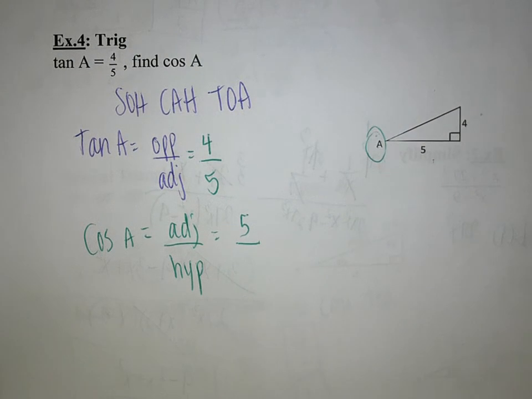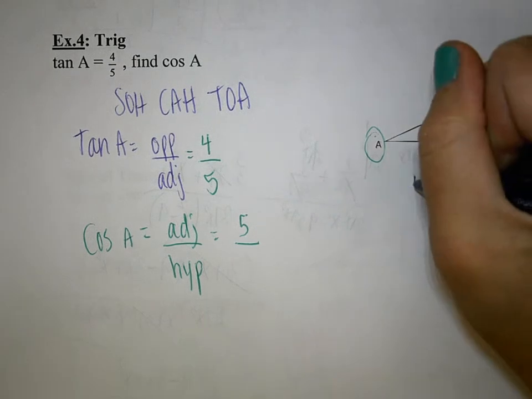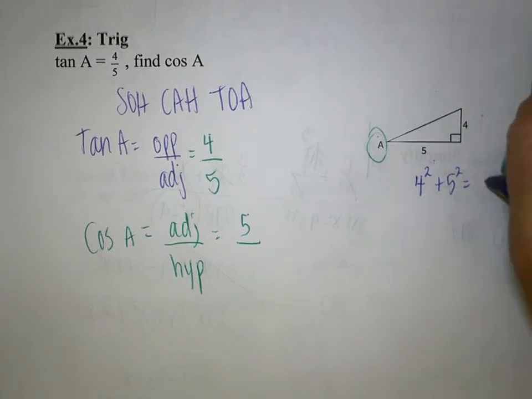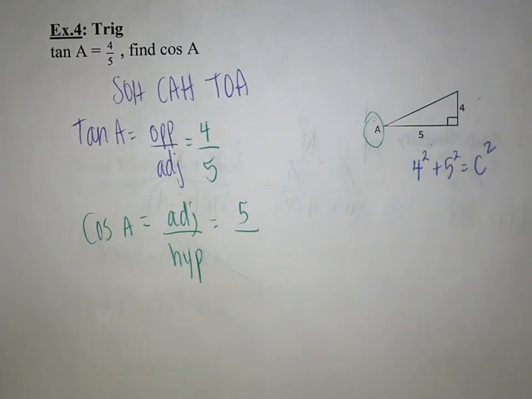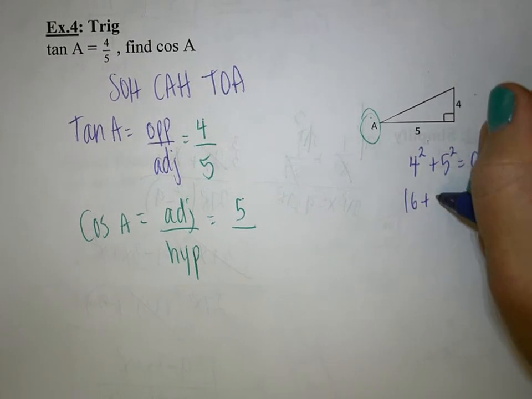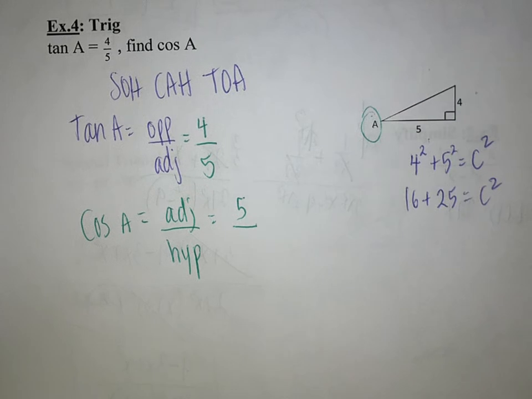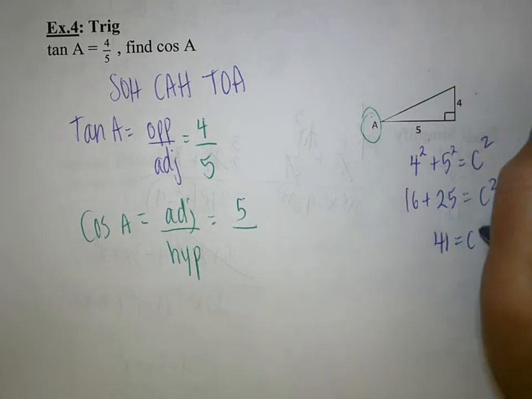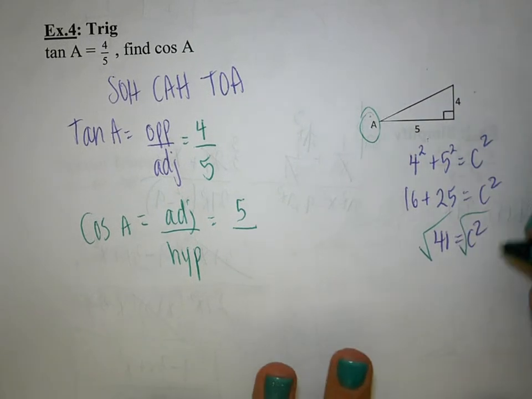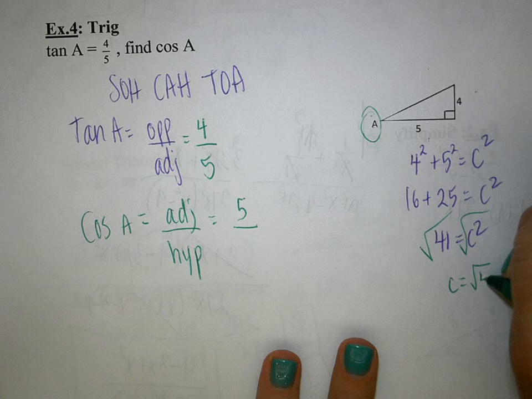How could I find it? Exactly. You guys are very smart. A squared plus B squared equals C squared. So 4 squared plus 5 squared equals C squared. 16 plus 25 is 41 equals C squared. And then I take the square root. And so we end up getting C equals the square root of 41.